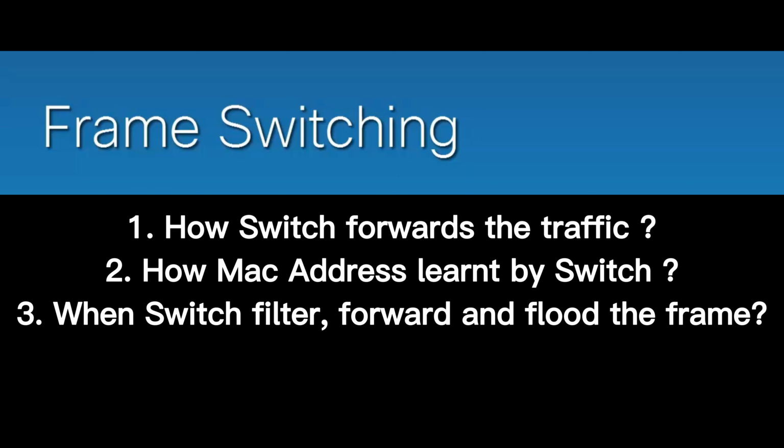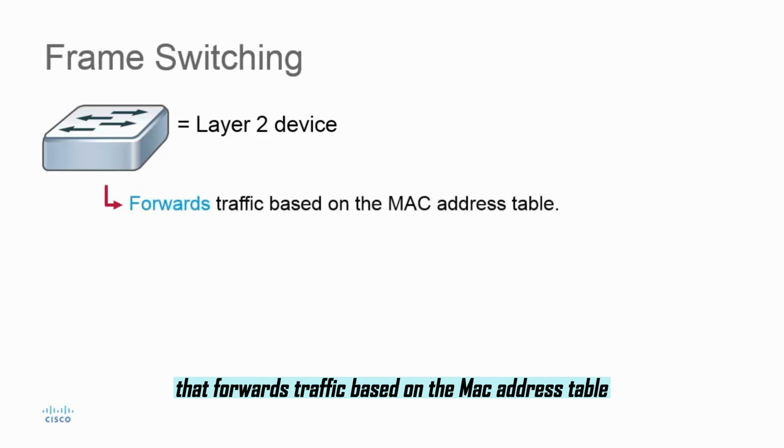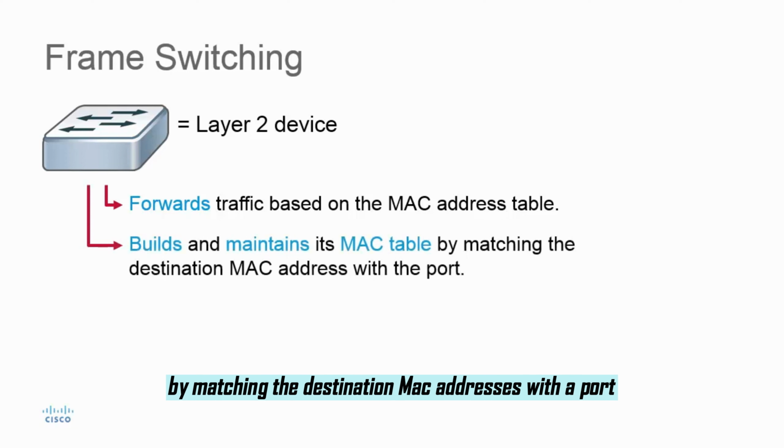In this video, we are going to understand how frame switching happens in a switch. A switch is a layer 2 device that forwards traffic based on the MAC address table. The switch builds and maintains its MAC table by matching the destination MAC addresses with the port that is used to connect to that particular node.